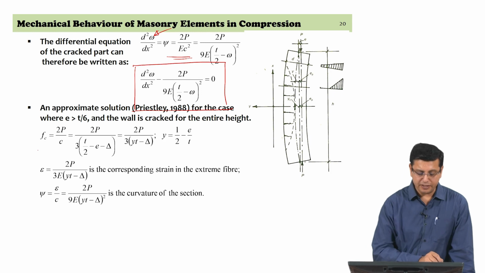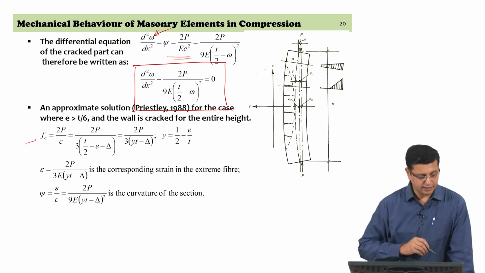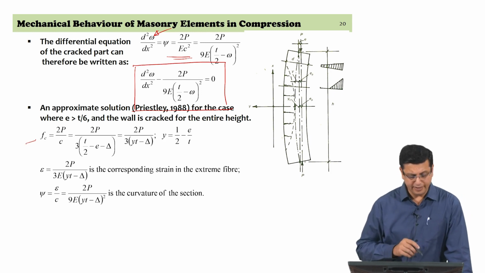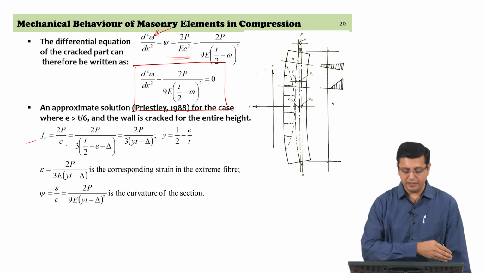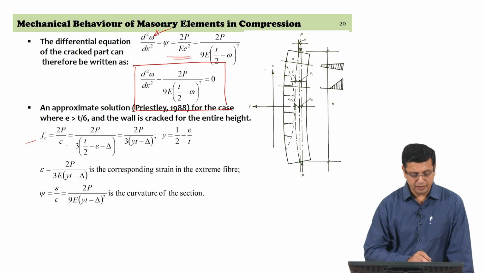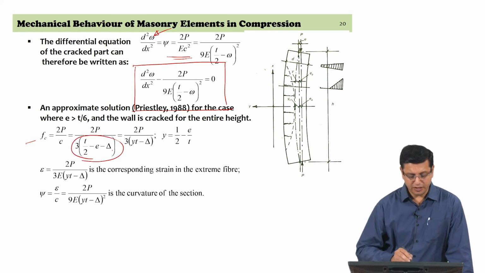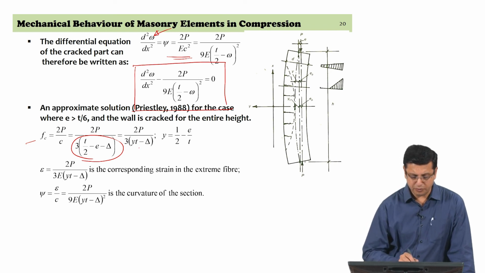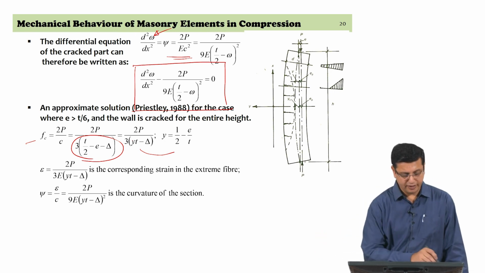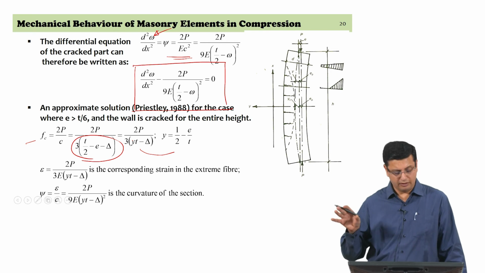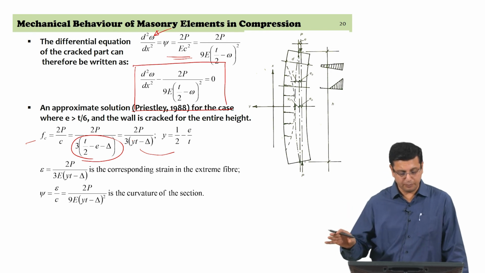So, we have the expression for the edge compressive stress Fc, and then C for the cracked zone of the wall has been defined based on the triangular distribution as the expression that you see in the denominator, from which we simplify this portion which is in the bracket and call it y as 0.5 minus E by T. So, we have an expression which is now the expression for the edge compressive stress.